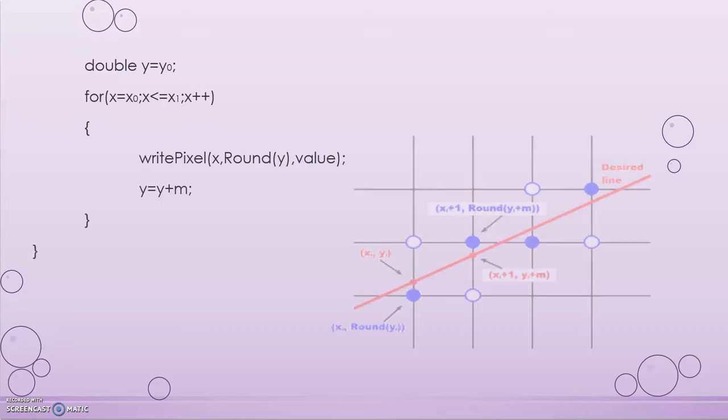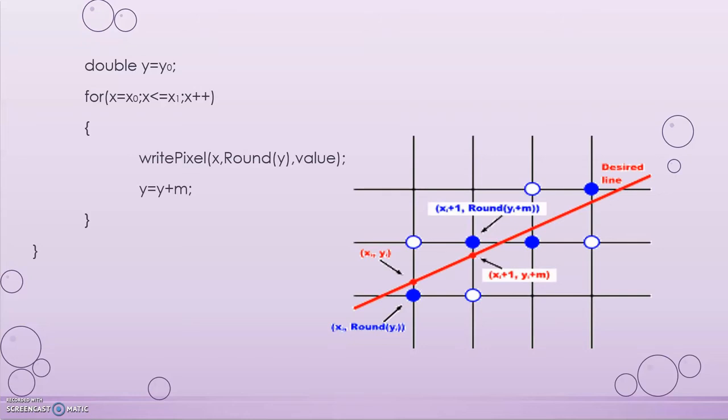Then we are assigning the left endpoint y0 to y. Now we are putting a for loop where we have to do the conditions till x is less than or equal to x1. What are the conditions? We are writing the pixel x comma round of y to the value, and we are incrementing y by the slope m. So this is how we plot a line.